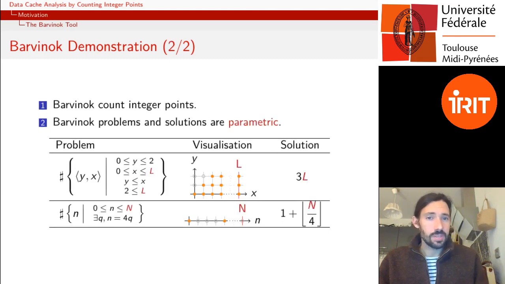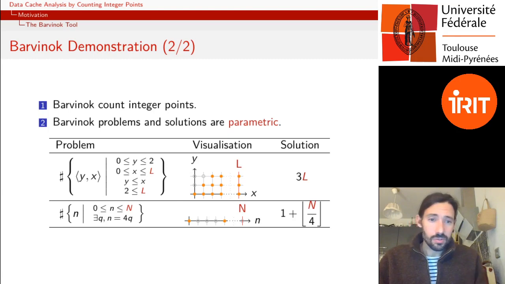Barvinok is parametric. It means that we can adapt these problems, or we can have problems which have parameters. For example, if the rectangle is quite long, and arbitrarily long, we have some variable L which denotes its length. The solution provided by Barvinok is 3L. In the case of our line, if we have a line which is quite long, we don't know how long, then Barvinok will give us a bound which is a fraction of n, a fourth of n plus something.